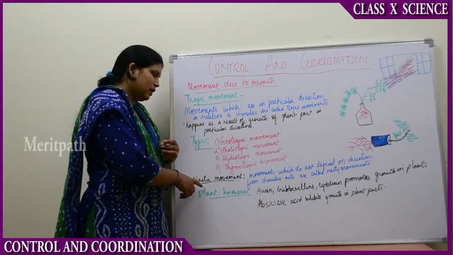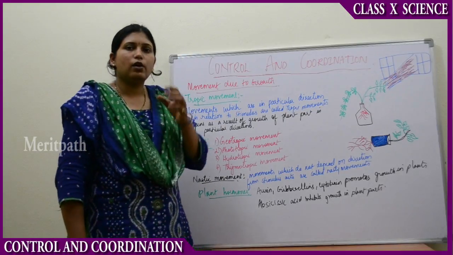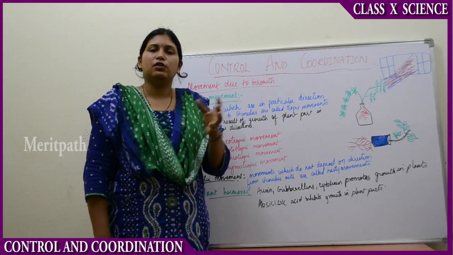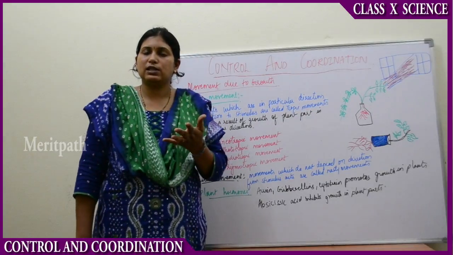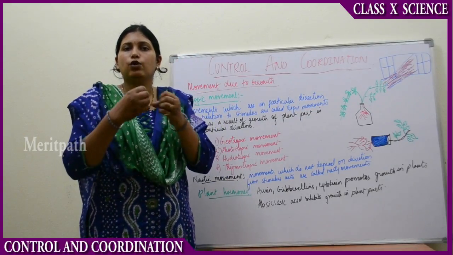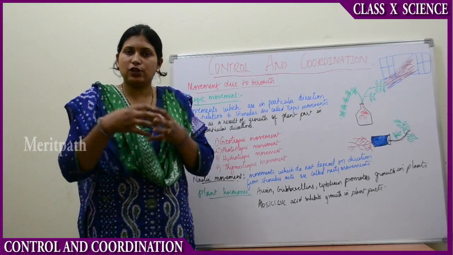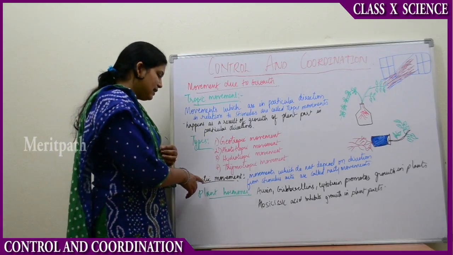So that is what nastic movements are. If you touch any part of the leaf, the total leaf will close. How is the leaf closing? Why is this closing happening? Because the leaves lose water and then close, they shrink. So that is what nastic movement is.